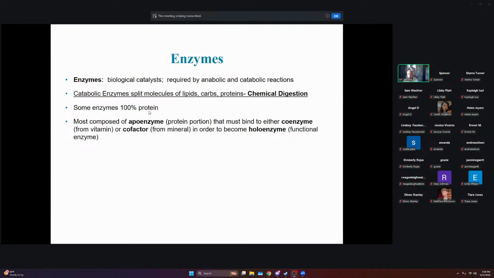Most of our enzymes are protein-based enzymes. Okay, so most of them have a protein portion. And then this is where, going back to when I talked about vitamins and minerals, and I said that those vitamins and minerals bind to other nutrients to make them functional, this is where our protein portion of enzymes binds to a coenzyme like a vitamin or a cofactor like a mineral to activate it and make it a functional enzyme to allow for a chemical reaction.